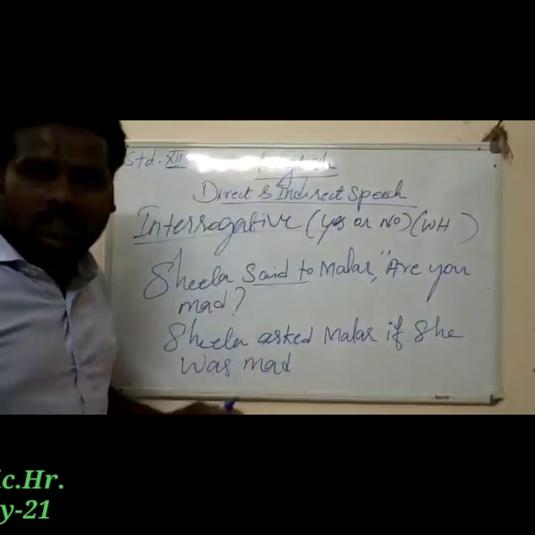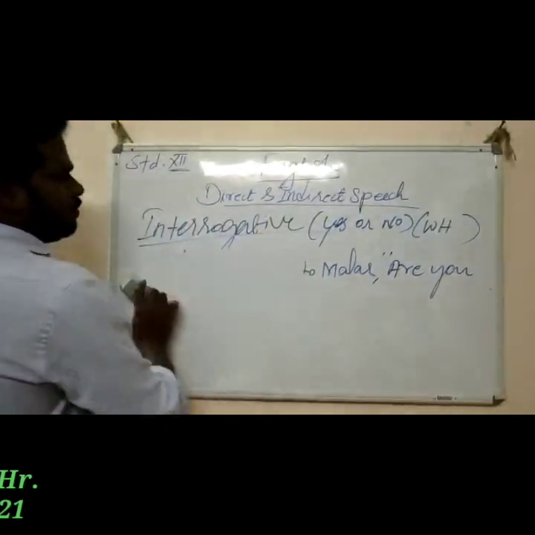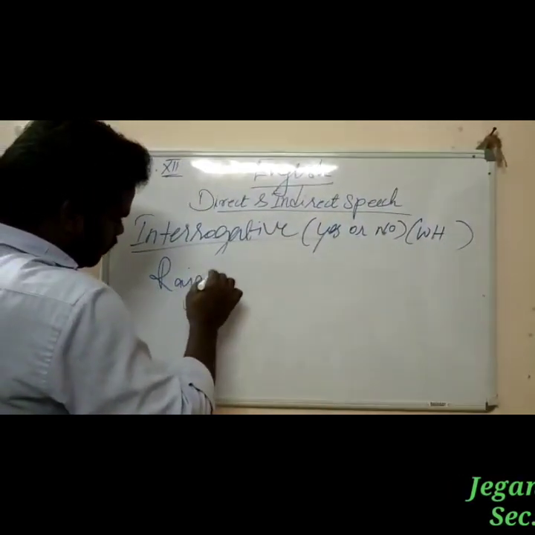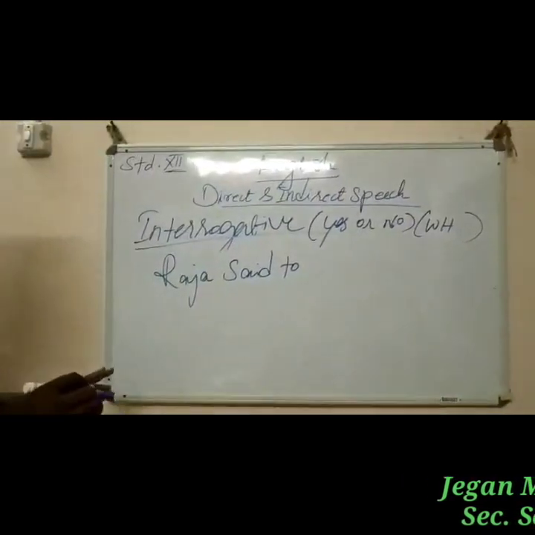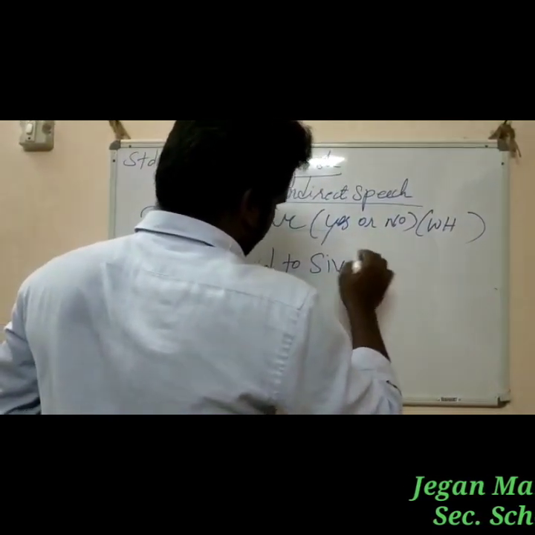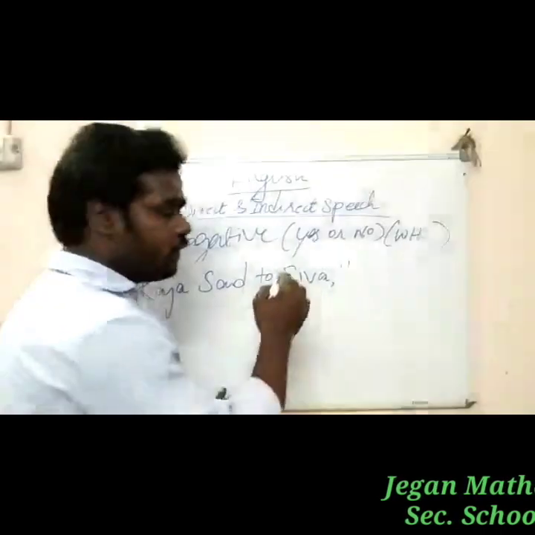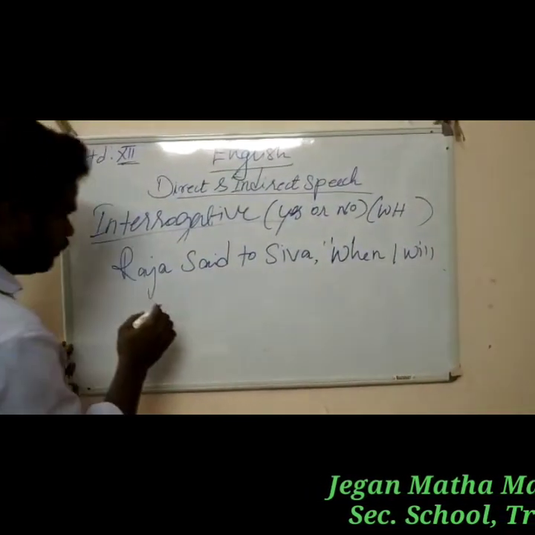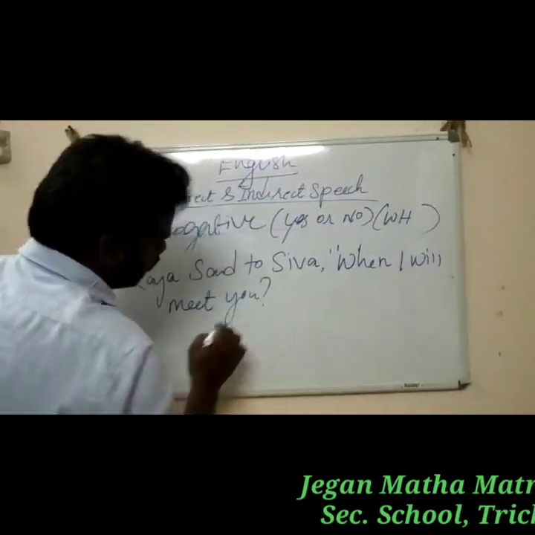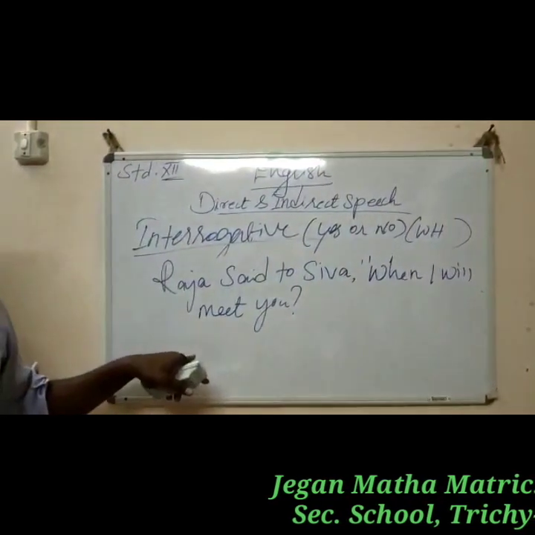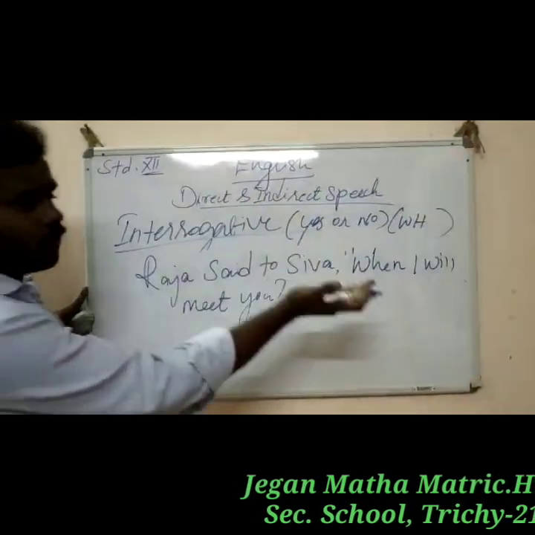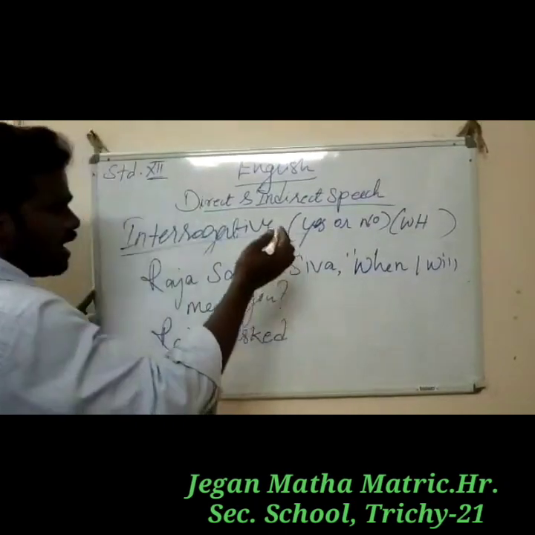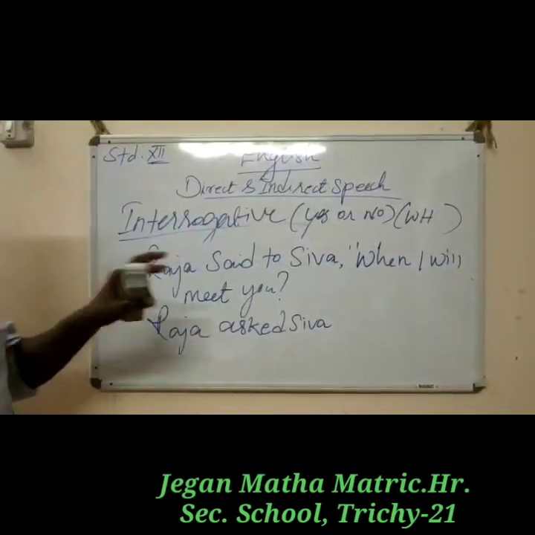Next kind of sentence, WH types. Raja said to Shiva, quotation start, when will you meet me? Raja said to Shiva, when will you meet me? Here the tense form is simple future. Raja asked Shiva. So this is WH type.